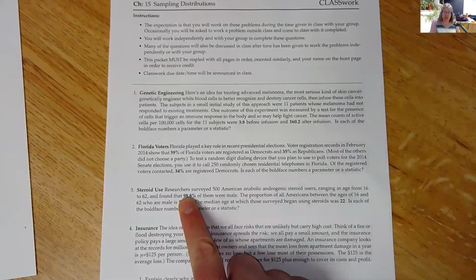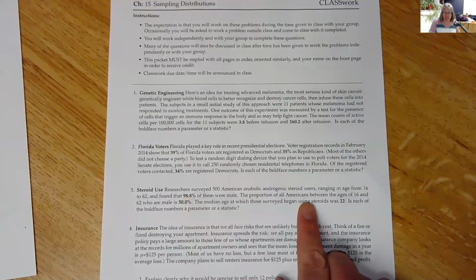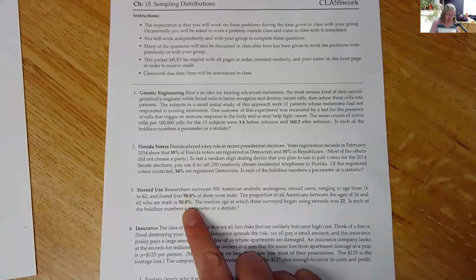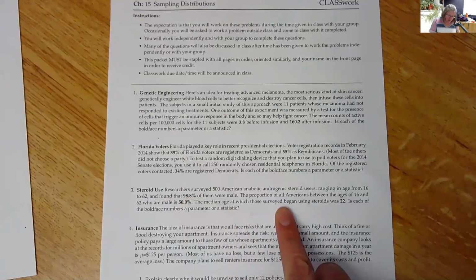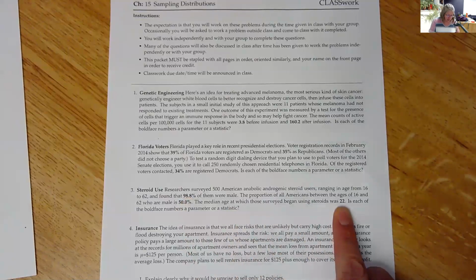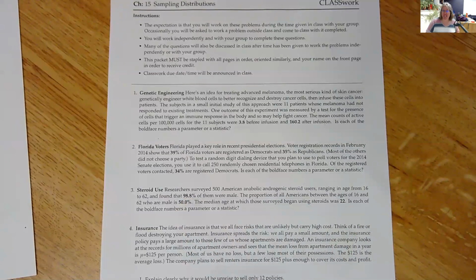So this 98.8% comes from the 500, which is our sample, making it a statistic. It says the proportion of all Americans between the ages of 16 and 62 is 50%. That's going to be a parameter because we're talking about the population of all Americans. And then we're talking about the age of those 500 who were surveyed. Their average start age for using the steroids was 22. So this is going to be a statistic as well because this is coming from our sample. All right, so I hope you are having a good grasp of statistics and parameters, and we're going to pick up with the law of large numbers next.